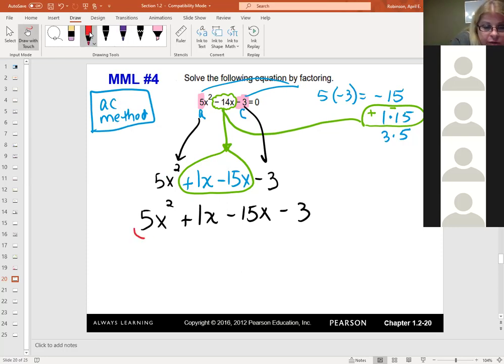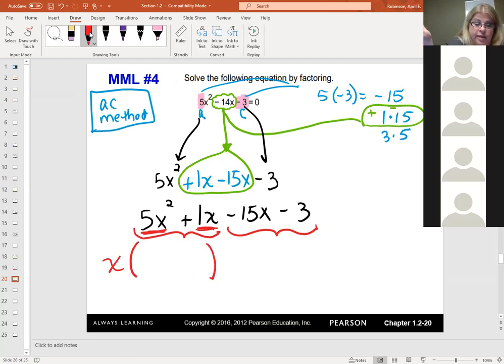You're gonna put them in groups of 2. I'm gonna grab the first 2 as one group and the last 2 as the second group. And you look at each group and ask yourself, what's the greatest common factor of each group? Well, from the first group, 5x squared and a 1x, the only thing that they have in common is an x. So I factor it out. On the back 2, when I look at the -15x and the -3, they both have a negative and they're both divisible by 3.